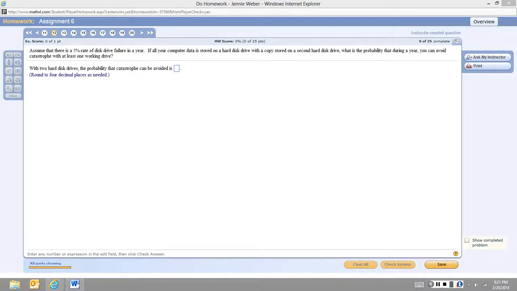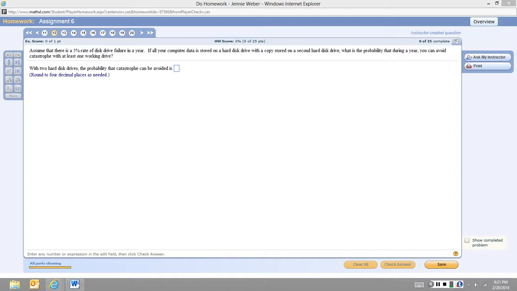We are asked to assume there is a 5% rate of disk failure in a year. If all your computer data is stored in a hard disk with the copy stored in a second hard disk, what's the probability that during a year you can avoid a catastrophe, I can get that word out, with at least one working drive? So this is an at least one problem.